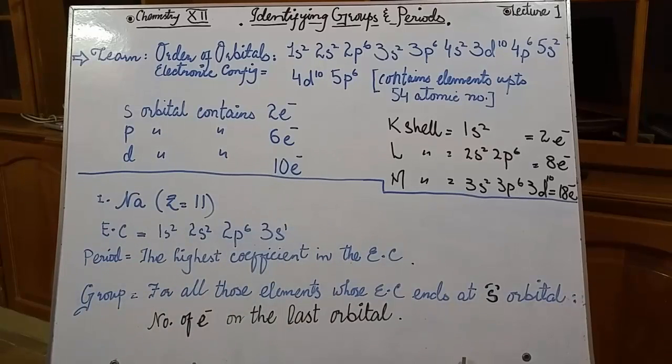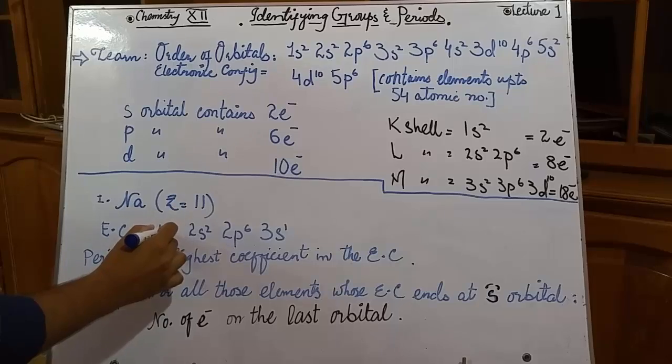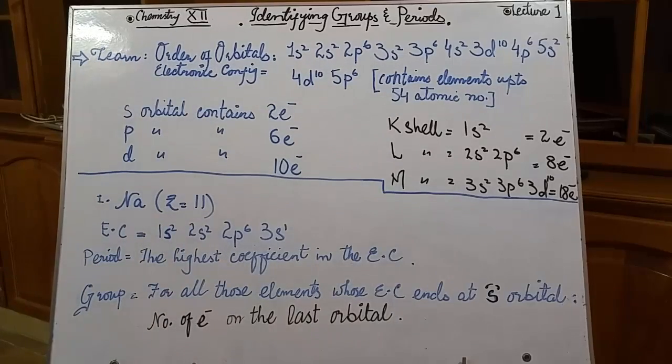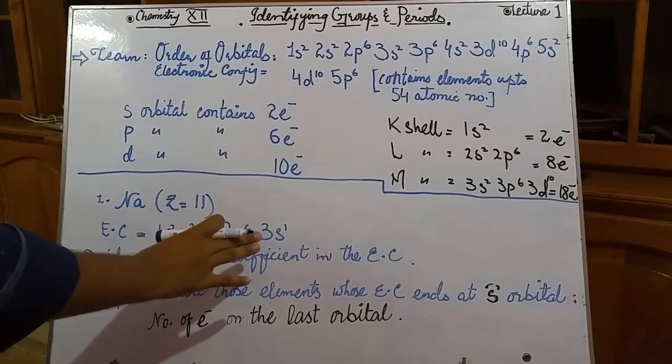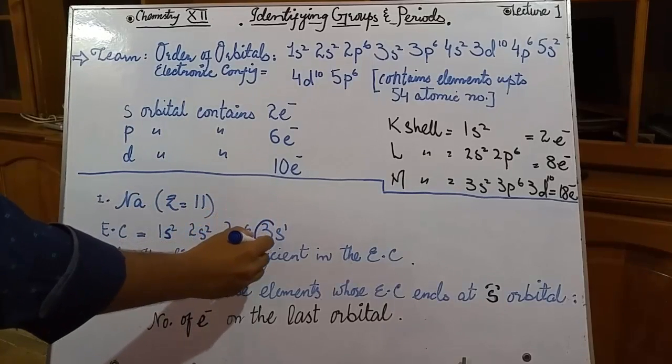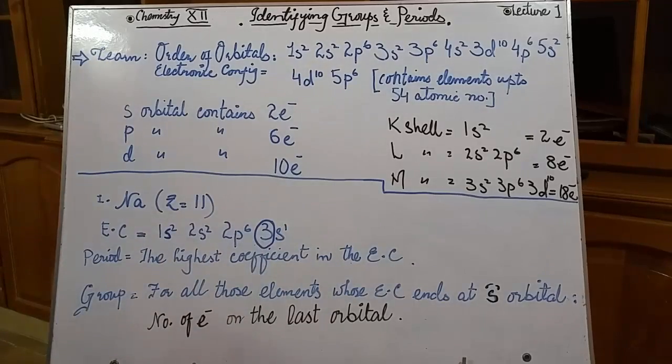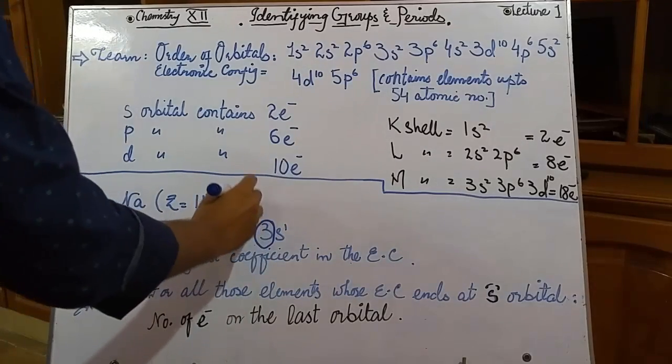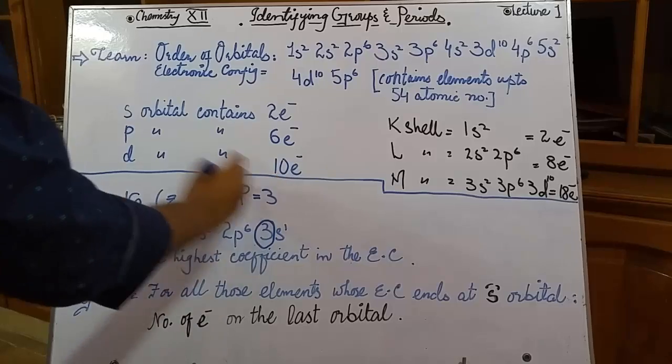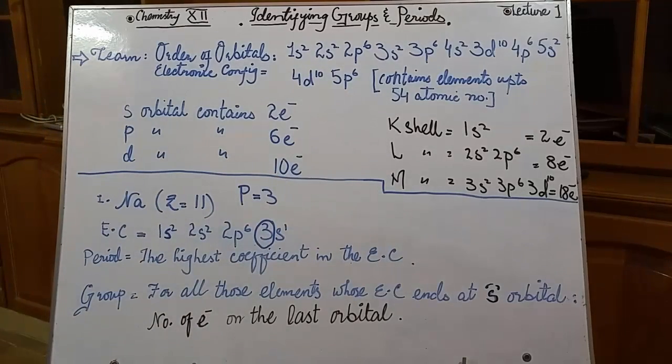Now to predict the period, the highest coefficient in the electronic configuration is your period. What I am calling the coefficient is this: I am taking the orbitals as variables, so the numbers associated with all the variables are coefficients, and the highest coefficient in this electronic configuration is 3. So our period is 3. We can write it as P is equal to 3 for sodium. To identify the period is very easy.